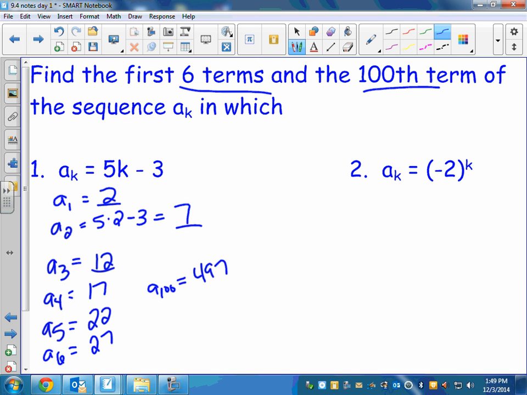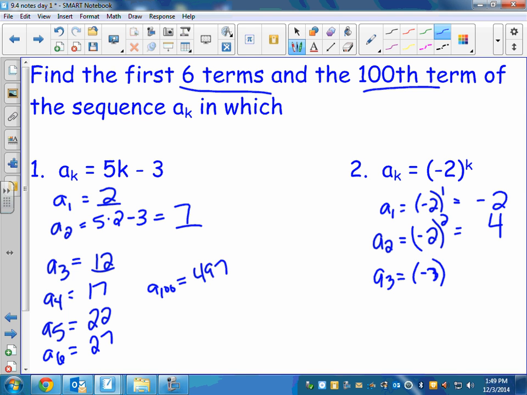What about this one? Oh my gosh, it has an exponent. Same idea. If you plug 1 in there, you're just replacing k with 1, which is just negative 2. So you're just going down the list here. If I plug 2 in there, what is negative 2 squared? Positive 4. If I plug 3 in there, negative 8. Be careful on your calculators, because if you type negative 2 squared without parentheses, it will give you negative 4, which is the wrong answer.